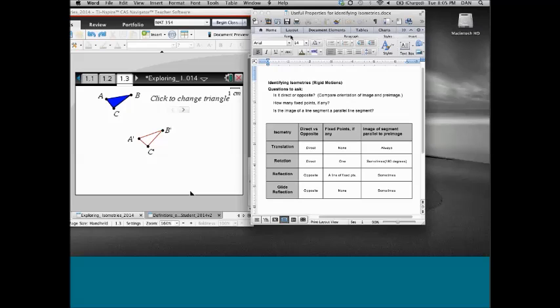So right now, everybody should be seeing two screens. One is my TI-Nspire teacher software, and they should see two triangles. And the other one is a Word document with some questions and a table about isometries.